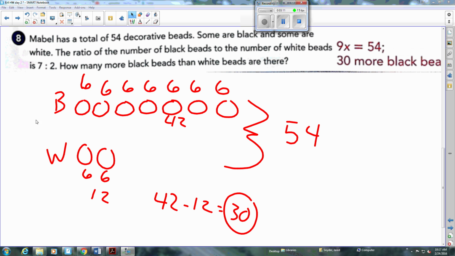Okay, so what I did was I made the ratio table models that you guys have been using, 7 of them to 2. Then I look at that and I say, okay, well, we know that all of it equals 54. So 54 divided by 9, because there's 9 total, means that each one of these parts is worth 6. So I get 42 black beads and I get 12 white beads. But then it says how many more black beads than white beads are there. So 42 minus 12 is 30.